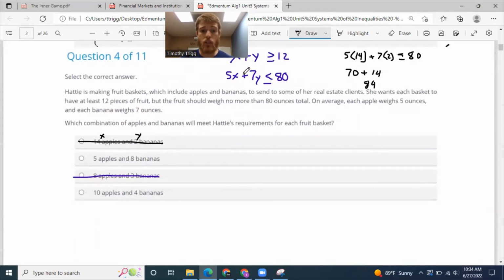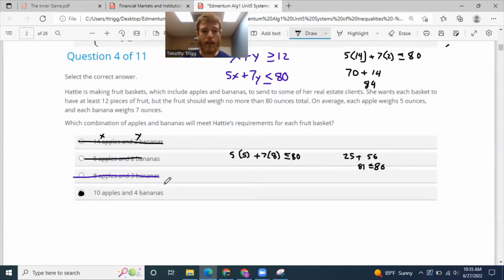Let's try this second one. 5 apples, 8 bananas. So 5 times the number of apples, replacing x with 5, plus 7 times the number of bananas, which are 8 bananas. I want to see, is that less than or equal to 80? 5 times 5 is 25. 7 times 8 is 56. This adds up to 81, right? So is 81 less than or equal to 80? No, it's not. So it must be this last one here.